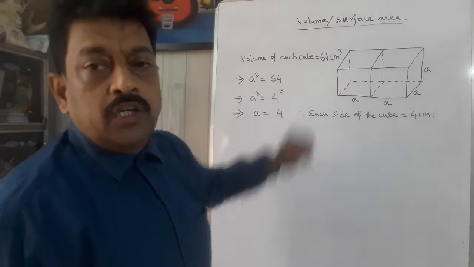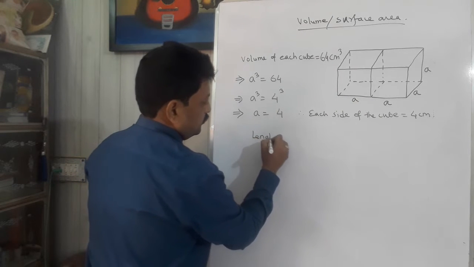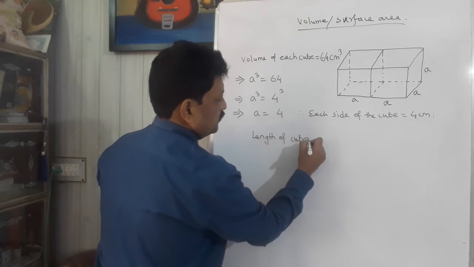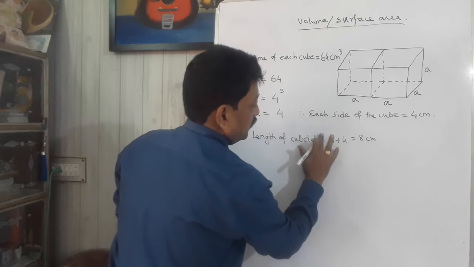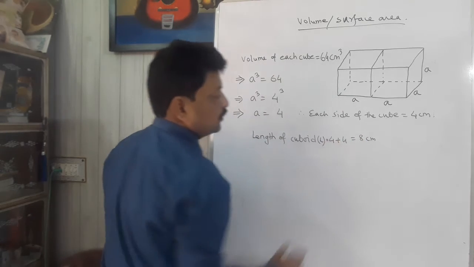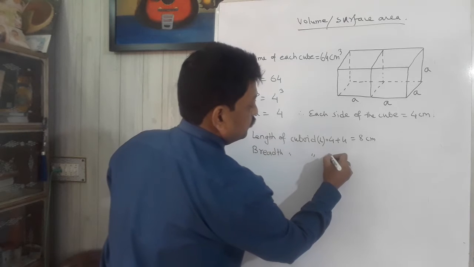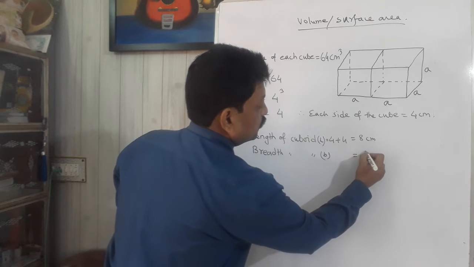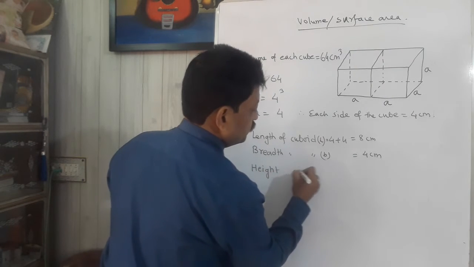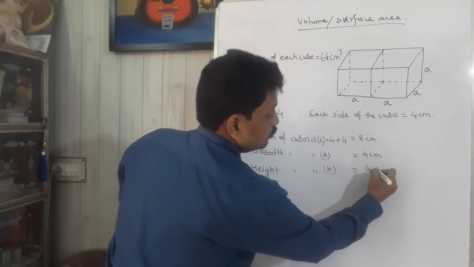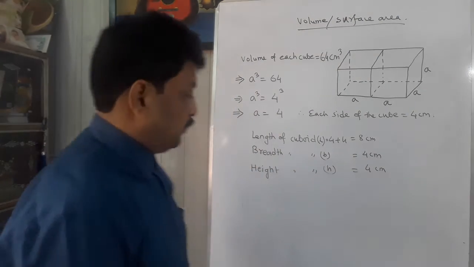Now let us come back to the cuboid. So what is the total length of the cuboid now? Length of cuboid equals 4 plus 4, that is 8 centimeter. Let me take this length as L. Breadth will remain same, 4 centimeter, and height will also remain same, 4 centimeter. Now we have to find the total surface area of the cuboid.